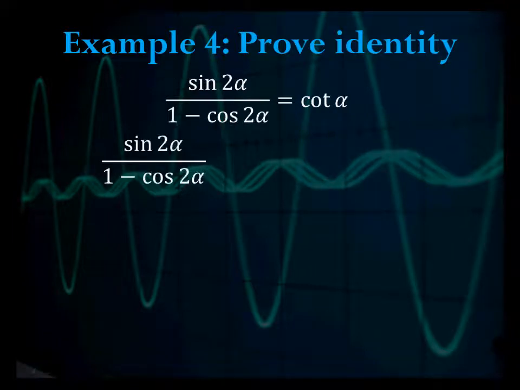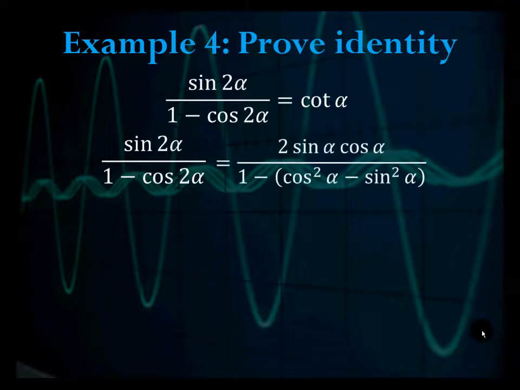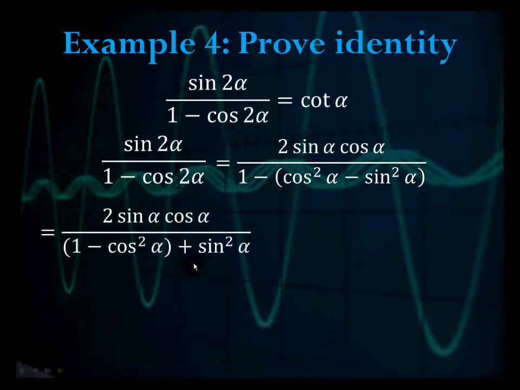Alright, so let's plug in the double angle formulas. I'm going to use 2 sine alpha cosine alpha as a substitute for sine of 2 alpha. And let's use cosine squared alpha minus sine squared alpha for the substitute of cosine of 2 alpha. Alright, now let's plug all those in. And you get 2 sine alpha cosine alpha over 1 minus cosine squared alpha plus sine squared alpha.